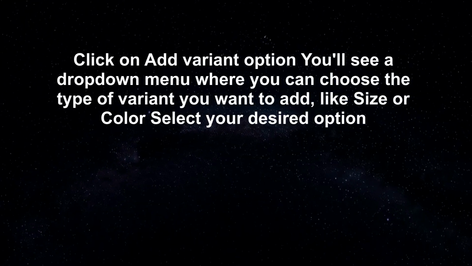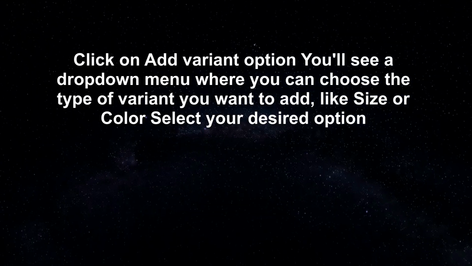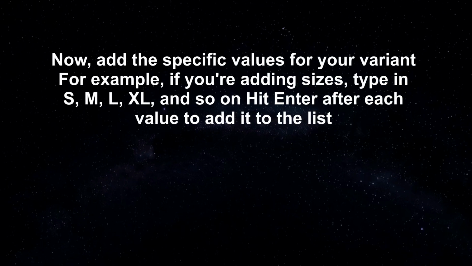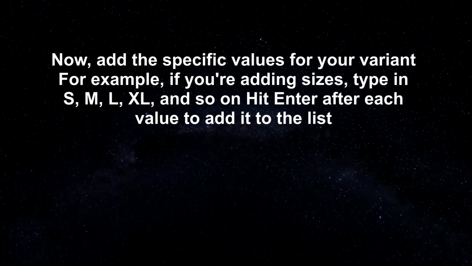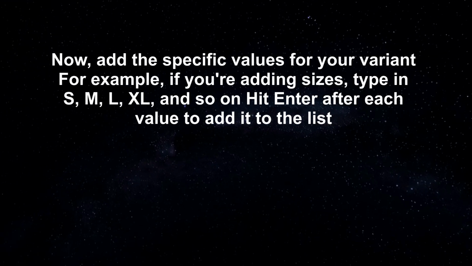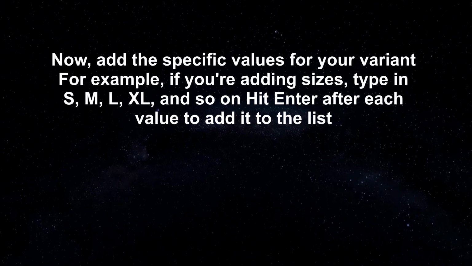You'll see a drop-down menu where you can choose the type of variant you want to add, like size or color. Select your desired option. Now, add the specific values for your variant. For example, if you're adding sizes, type in S, M, L, XL, and so on. Hit enter after each value to add it to the list.